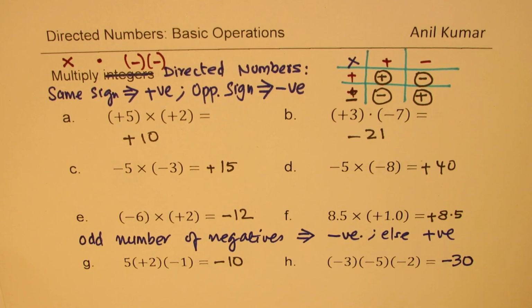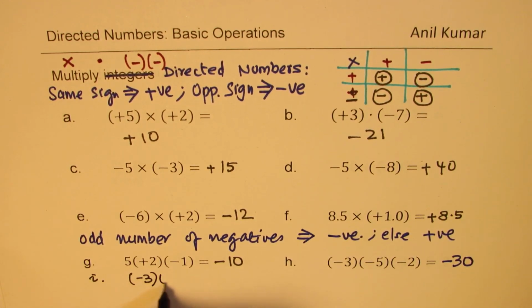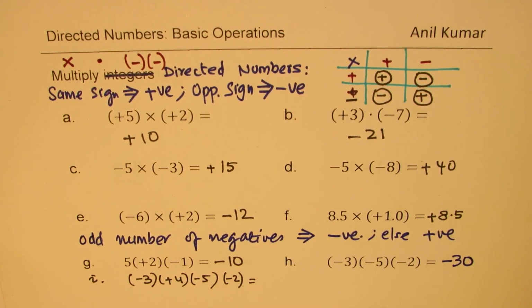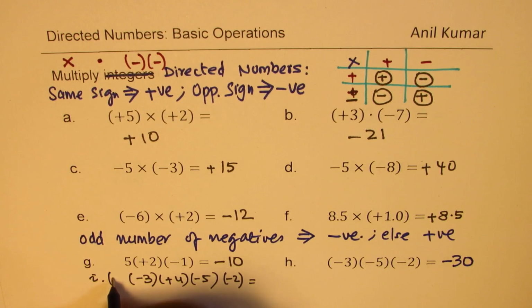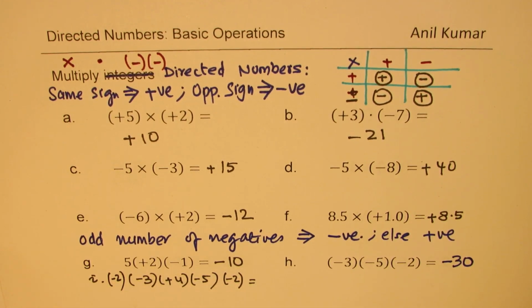So as an exercise, what you could do is multiply these numbers. Let's make it like this. That should be equal to what? Now in this particular case, we again have odd numbers. Let me just multiply this by minus 2 once again. So we have 1, 2, 3, 4, an even number of negative signs. So the result is going to be positive. You get the idea, right?